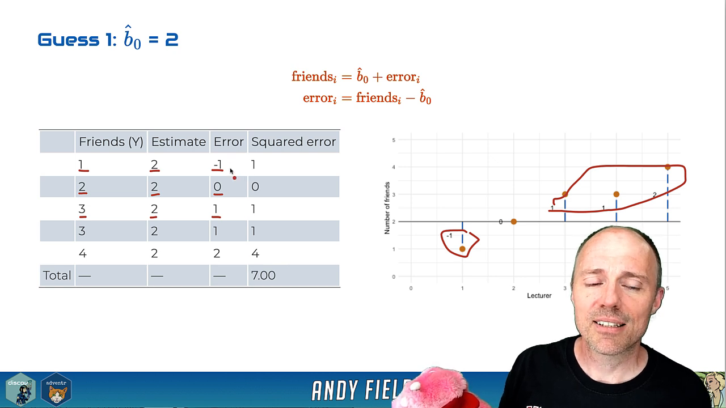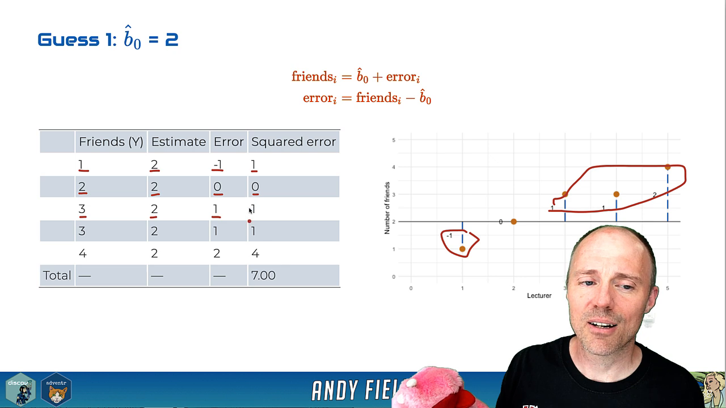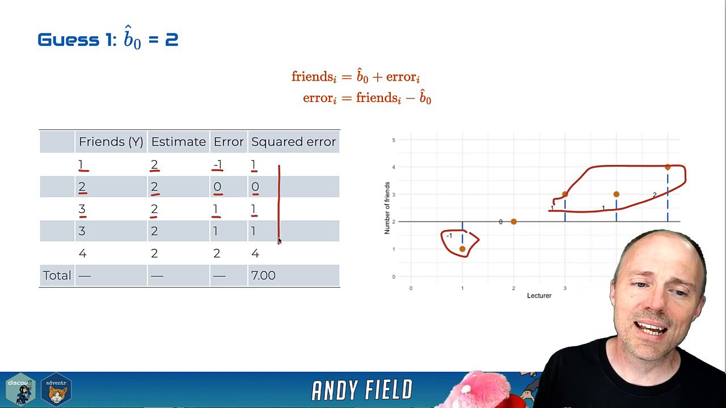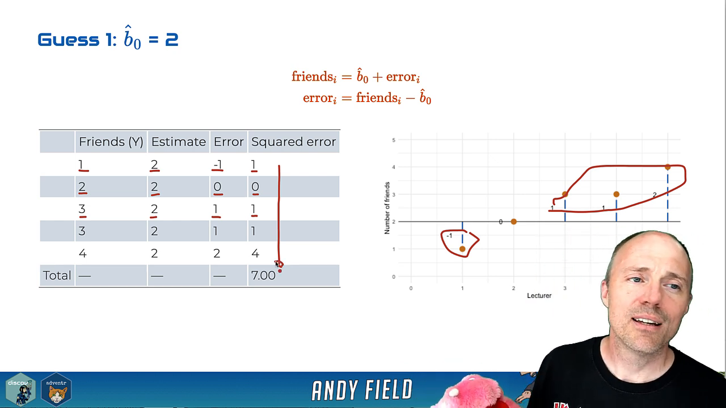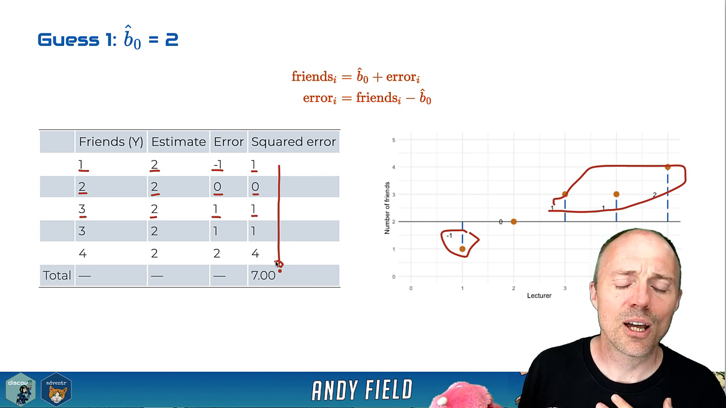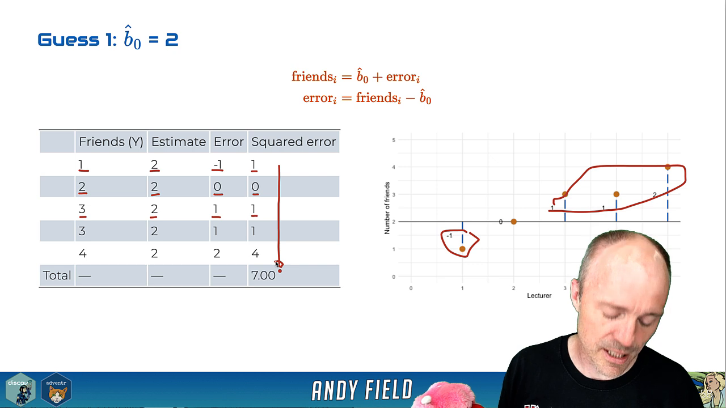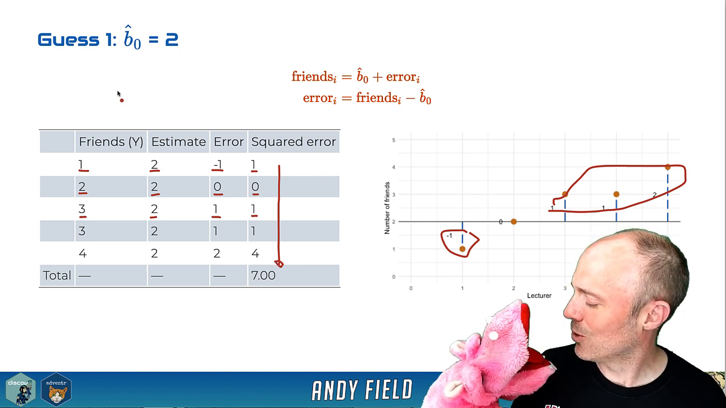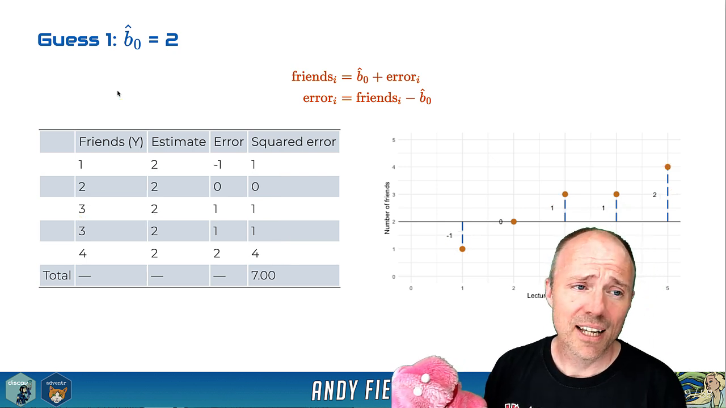So we take these errors and we square them. -1 times -1 gives us 1, 0 squared is 0, 1 squared is 1, and so on. It's these squared errors that we add up to give us a total amount of error in our model. So when we use a parameter of 2, the total error in prediction is 7. Okay, doesn't seem too bad, but can we do better? Have a guess of 4. So let's have a guess at 4 then.